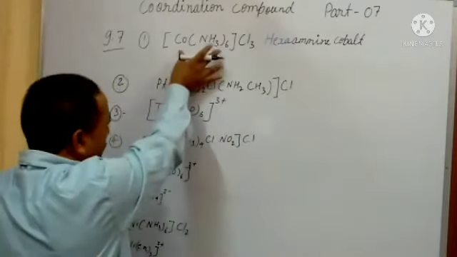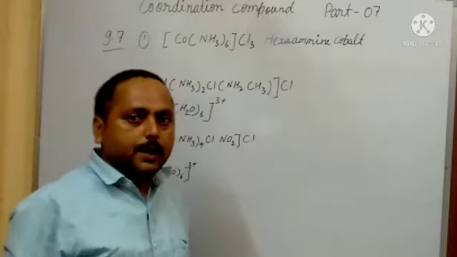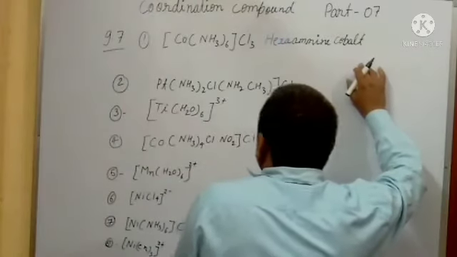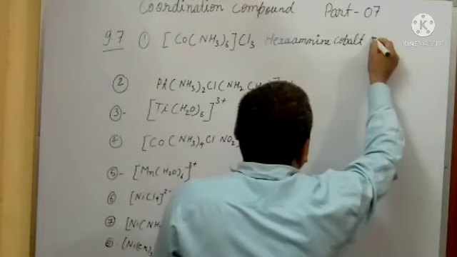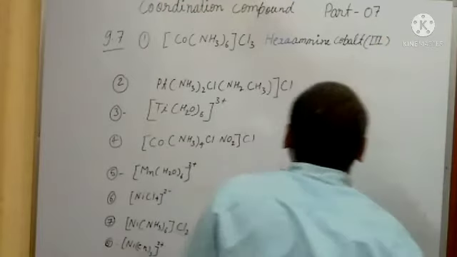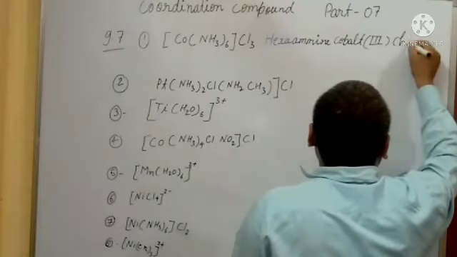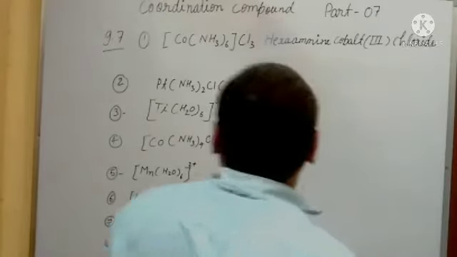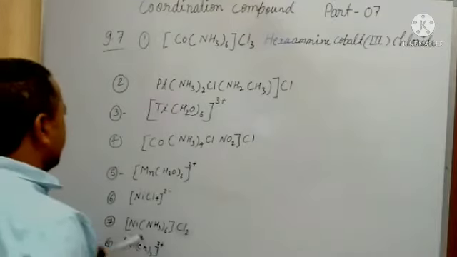Hexaammine is part of the positive portion. For the positive portion we write the general name. So hexaammine cobalt. What will be the oxidation state? The oxidation state of cobalt is 3. Sorry, we will write the oxidation state in brackets. Hexaammine cobalt(III) chloride. What is the name of this compound? Hexaammine cobalt(III) chloride. Next, let us move to the next.